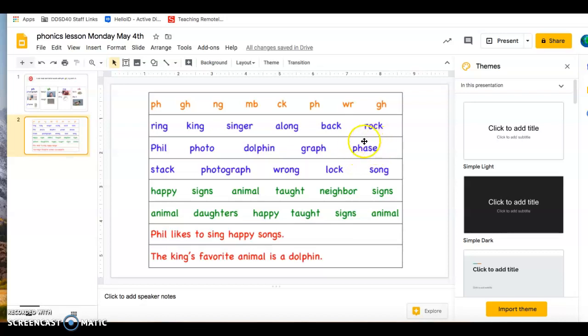Look at this one. Don't forget that bossy E makes the A say its name. The word is phase. Okay, your job is to read these 4 words to yourself. So 1, 2, 3, 4, 5. And then you can read these green words as well. And then read these 2 red sentences to practice. When you are done doing this part by yourself, then you may press the X and the blue turn-in button.